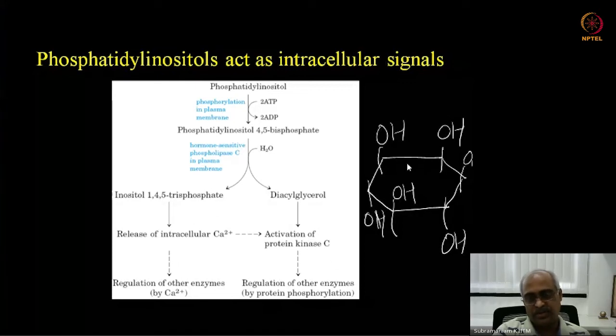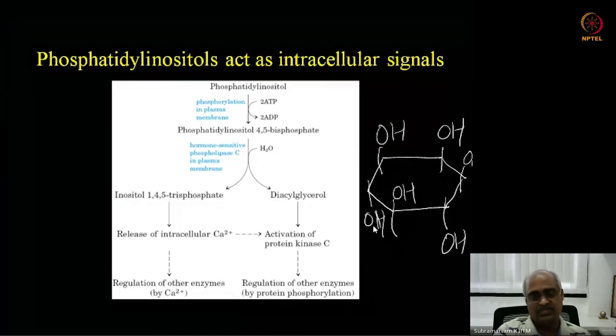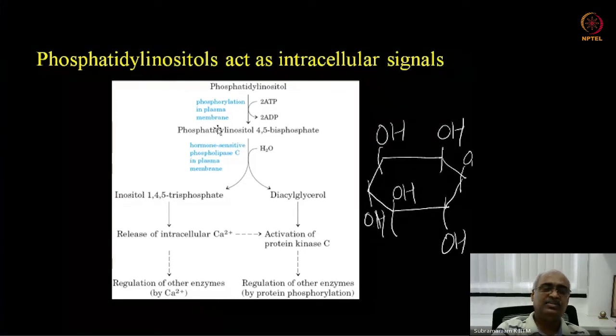Tris means three different alcohols having monophosphates. Tri means one alcohol group having three phosphates. So this inositol 4,5 bisphosphate, which is made on the membrane phosphatidyl inositol.